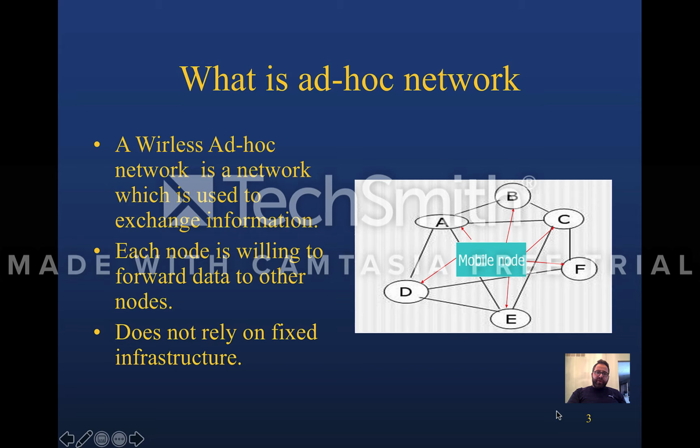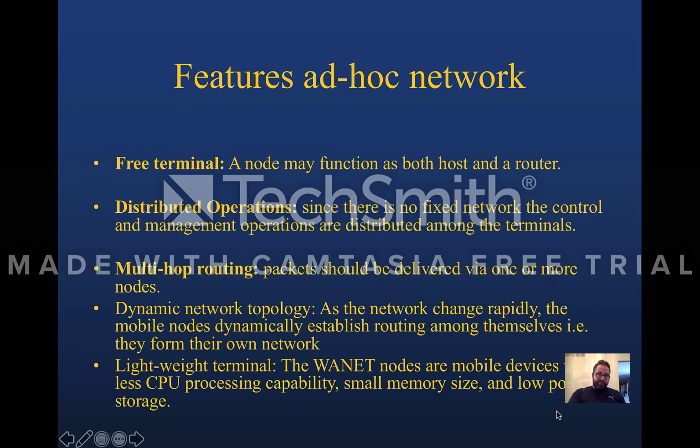The definition of wireless ad hoc network: the purpose of this network is similar to any other network like WAN or LAN. It's used to exchange information, but with a different approach, where there's no fixed infrastructure and there's no centralized authority for this network. The nodes play the main role of this network, where they act as a router, where they forward information to other nodes.